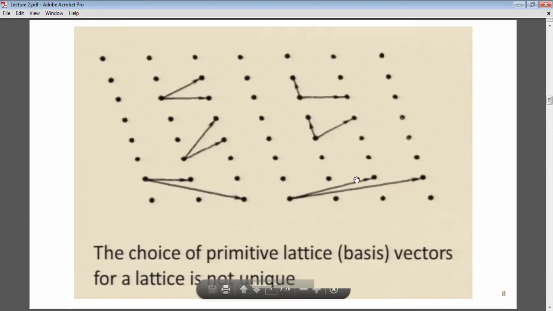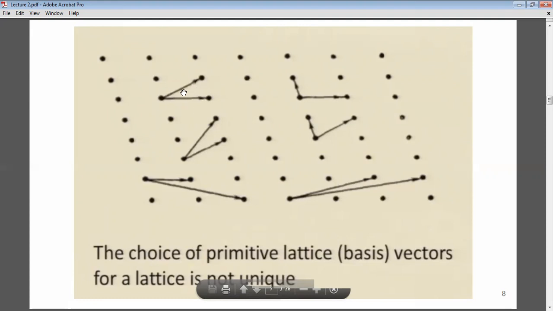Okay, so it's not unique. Any one of these, any set of these will be perfectly okay. The important thing is that any point on the lattice should be expressible as an integer sum of the PLV. That is, if I pick any point, I can represent it in terms of the integer sum of these 2 vectors. So for example, to reach here, I have to go from here to here, then from here to here.